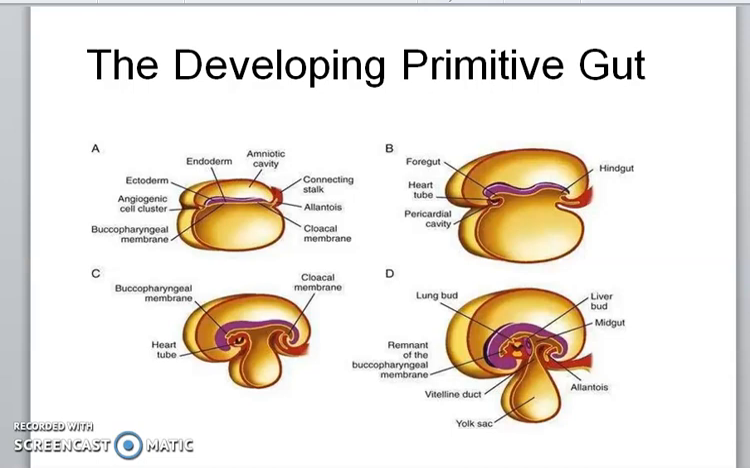Today let's discuss the development of the gut, the development of the digestive system.